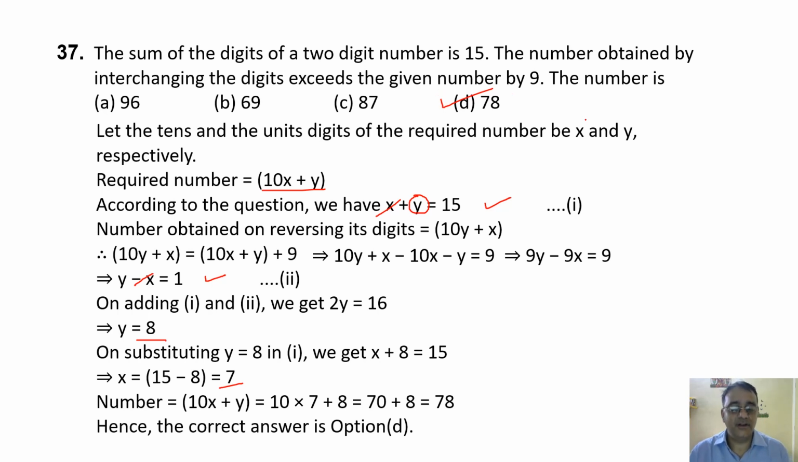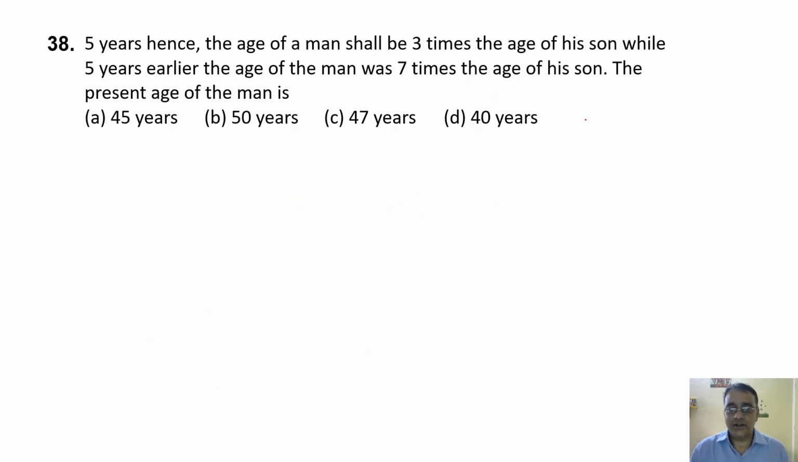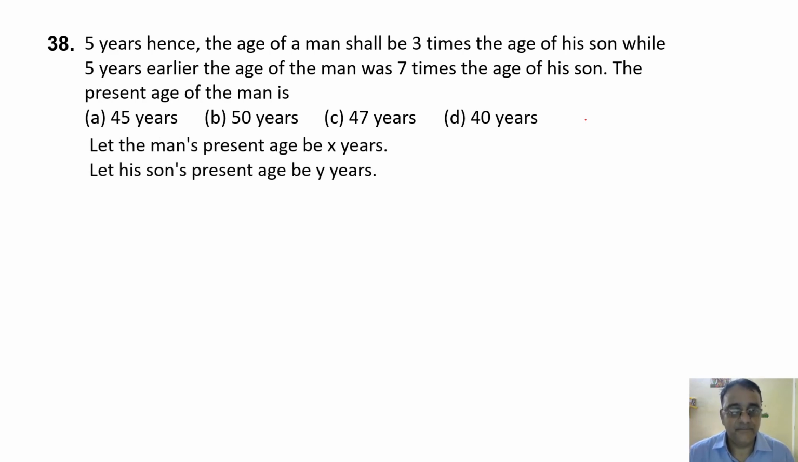So now we are moving toward question number 38. Two more questions are left. 5 years hence the age of a man shall be 3 times the age of his son, while 5 years earlier the age of the man was 7 times the age of his son. The present age of the man is dash. So let the man's present age be x and the son's y. Okay, so now 5 years later, hence means later. So the age of the man is 3 times the age of the son, meaning x plus 5 is equals to 3 times y plus 5. This is clear?